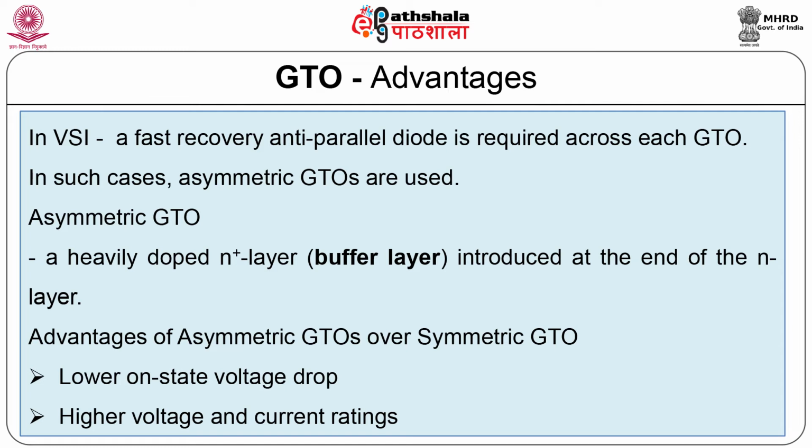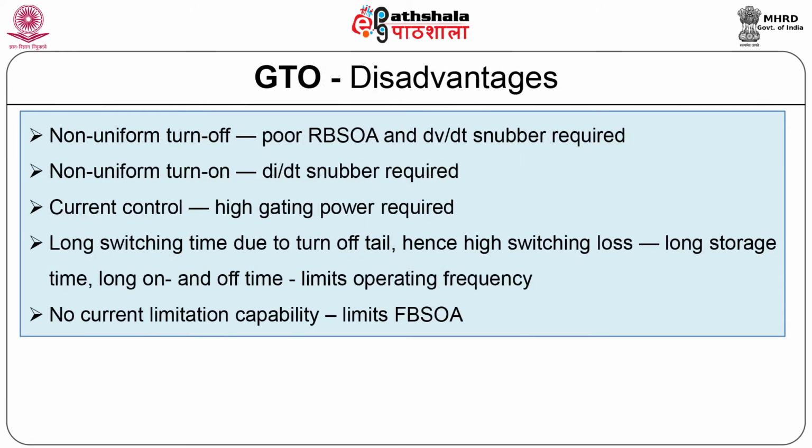There are some advantages of asymmetric GTOs over symmetric GTOs. It has low on-state voltage drop and higher voltage and current rating in forward direction. There are certain disadvantages. Non-uniform turn off leads to a poor reverse bias SOA, safe operating area. Therefore, a dV by dt snubber is a must. In case of non-uniform turn on, a di by dt snubber is required. For gate current, high gating power is required.